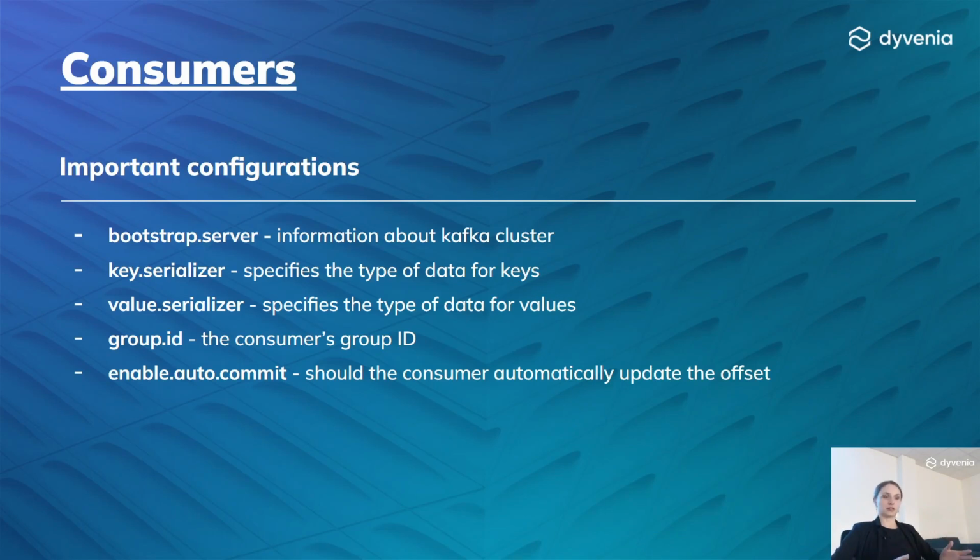Other important configurations for consumers are very similar to producers. They need to have bootstrap server configured, so the information about the place of the Kafka cluster, how to connect to it. Key serializer and value serializer about the type of the message. Is it a string? Is it an int? Is it a timestamp? Group ID, in case we are using consumer groups, we need to send the ID of the particular consumer group this consumer is being set to.